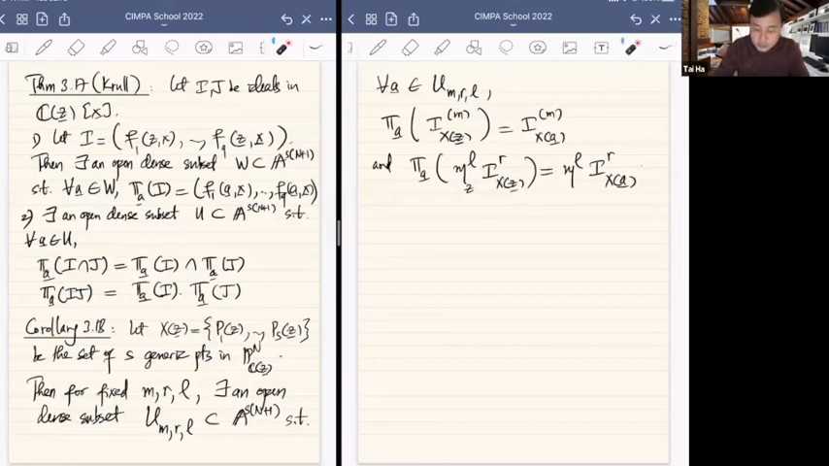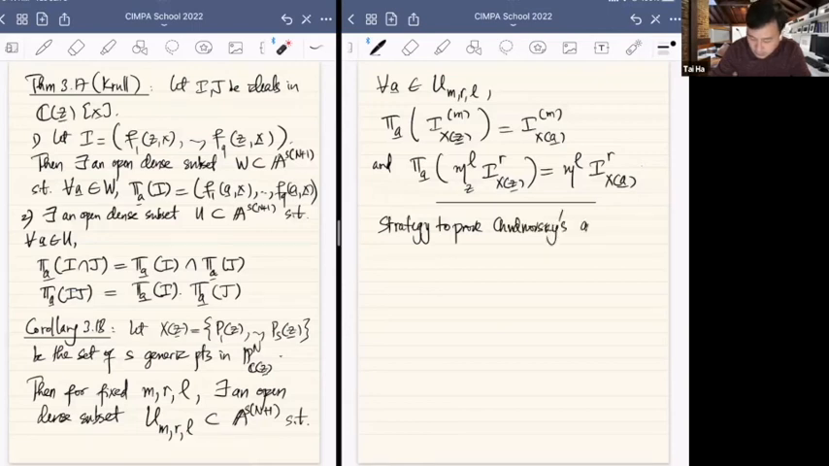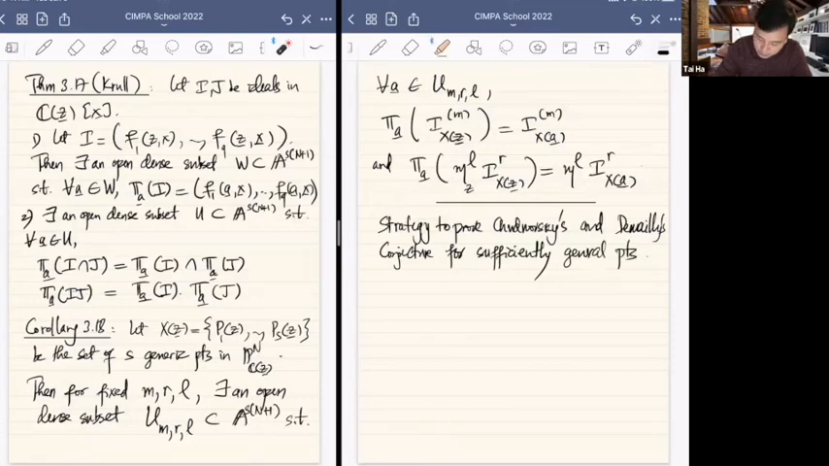And so this gives us a strategy to prove Chudnovsky and Demailly's conjecture. So maybe I'll state it here, and then I should be done for today. So, strategy to prove Chudnovsky and Demailly's conjecture for, and let me just put sufficiently general points. And we'll see why it has to be sufficiently general points.